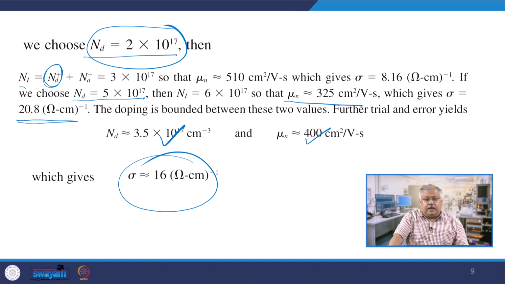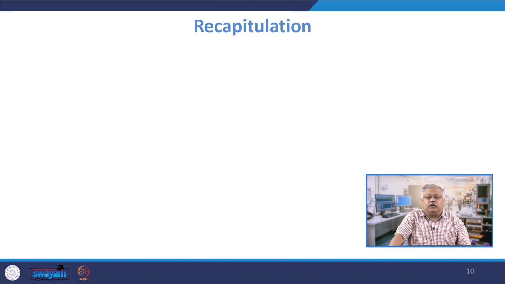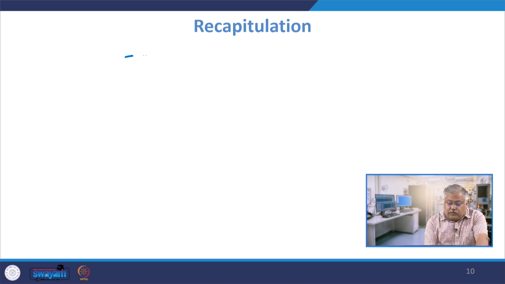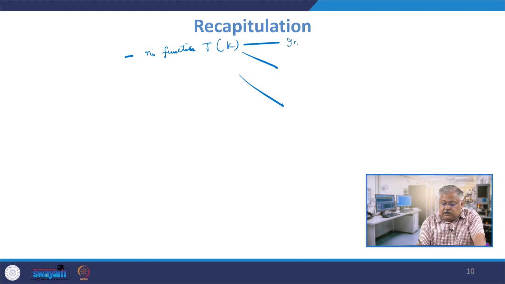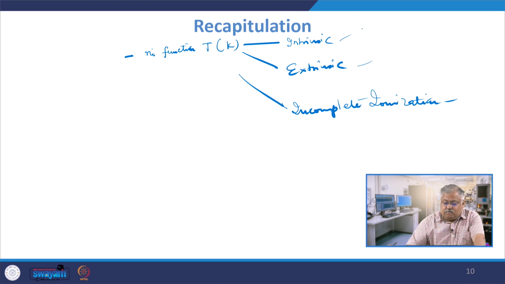So with this, let me recapitulate what we did. We looked into how my Ni varies as a function of absolute temperature T in Kelvin, and I saw there were 3 regions, 1, 2 and 3. The first region is intrinsic, the second region is extrinsic, and the third region is also referred to as the incomplete ionization region. Intrinsic, extrinsic and incomplete ionization.